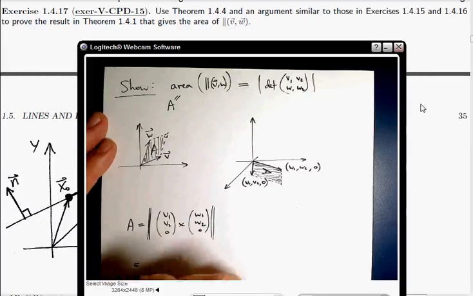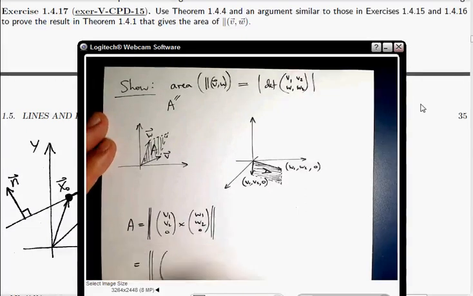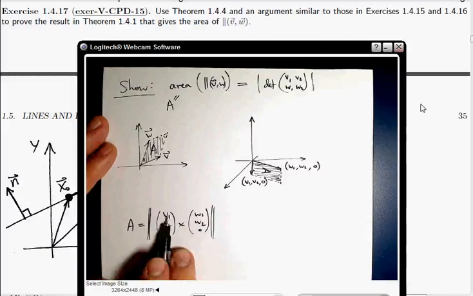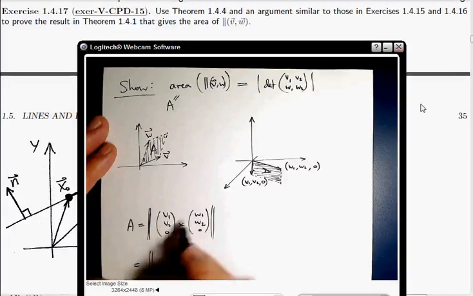Well, I have to compute the cross product first. So let's see, the first component is 0. The second component is 0. And the third, again computing the cross product, the third component is V1 W2 minus V2 W1.